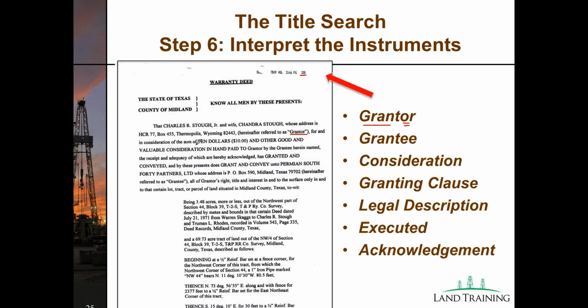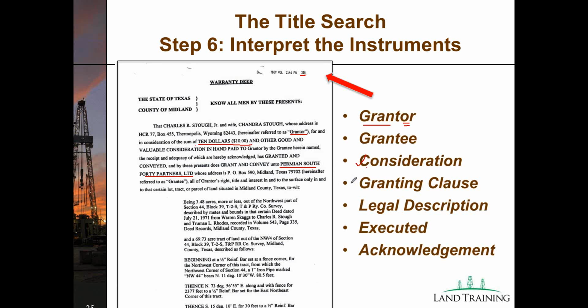And then I'm going to look to make sure there's a grantee. Here's a grantee down here, Permian South 40 Partners. And then I'm going to make sure there's consideration. Consideration just means that it's a binding contract, that money was exchanged. The court doesn't care how much money was exchanged. They just care that there was consideration.